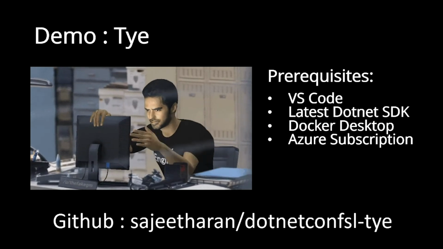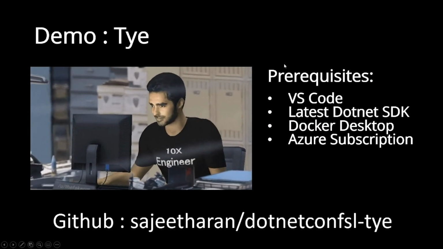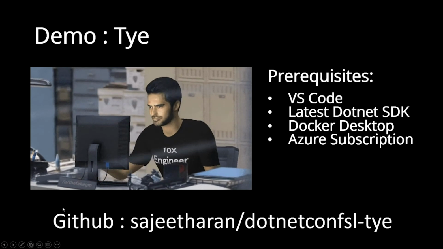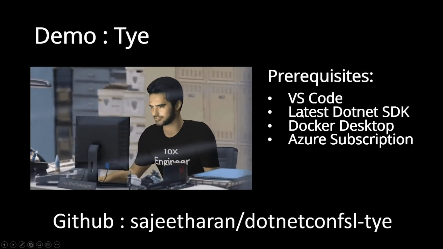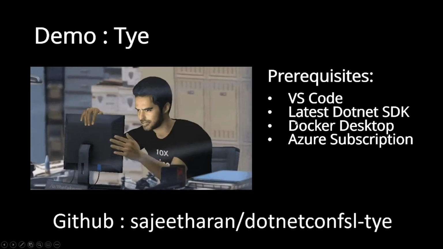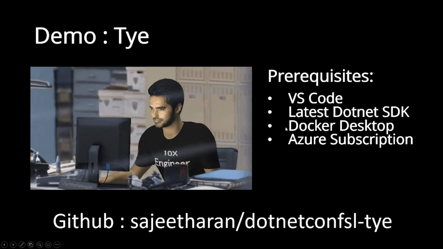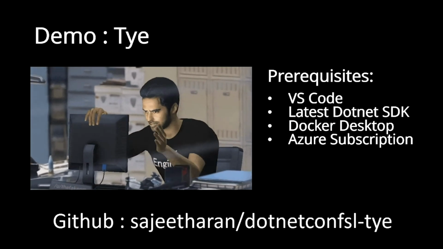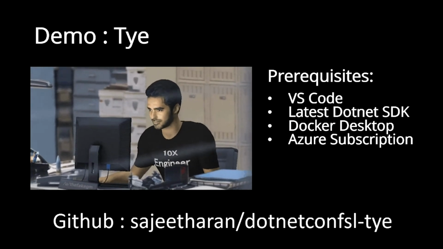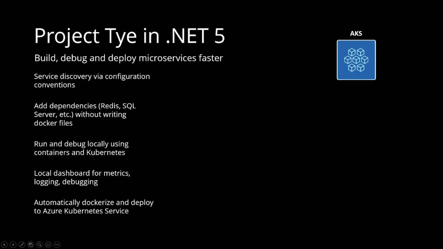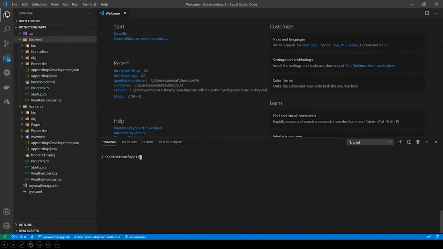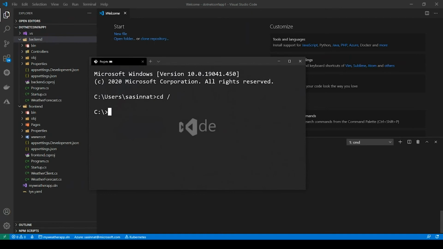I may take an extra 5 minutes, but these are the prerequisites that you need. I have attached the source code here, which you can go ahead and explore. So you need VS Code, then the latest .NET SDK, and Docker Desktop in order to containerize your application, and then an Azure subscription in order to deploy your applications on Azure Kubernetes Service. Let me go ahead and show. I might not have enough time, but let me explain. So you need to have Windows Terminal, but you can leverage Visual Studio Code as well.